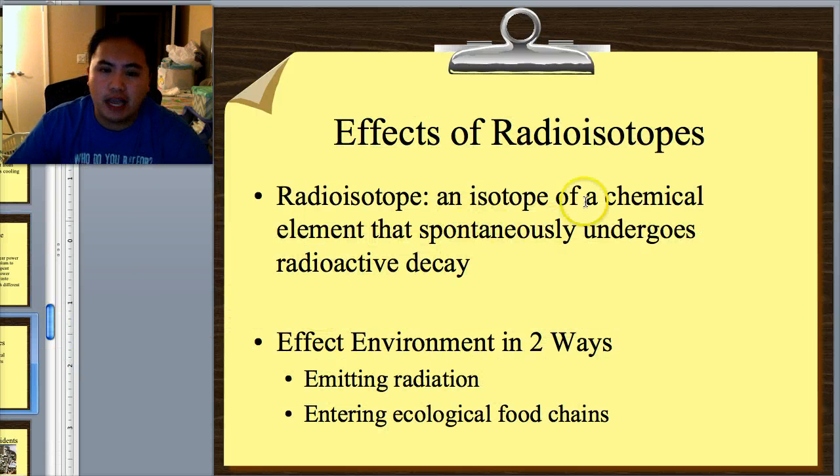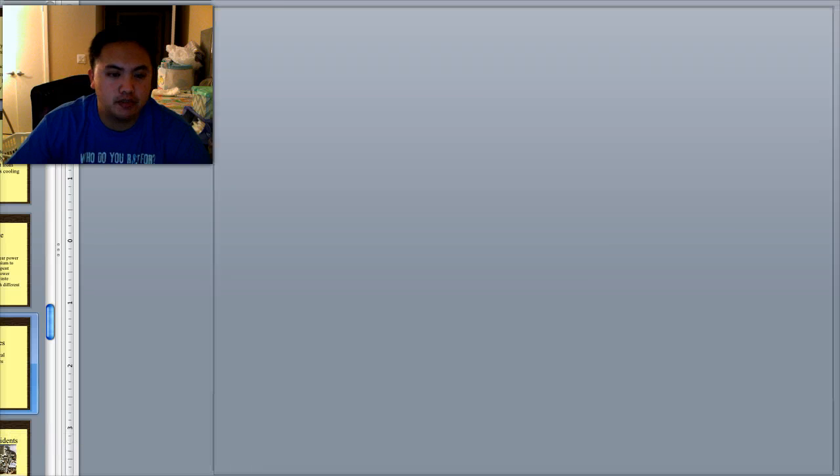Radioisotopes, we talked about it, are isotopes that go under spontaneous radioactive decay. And this is bad for 2 reasons. One, it emits radiation, so these alpha, beta, and gamma rays can affect the environment. And 2, we heard about bioaccumulation before, so if something gets radiation and something eats that and we eat that, it can affect the whole ecosystem.